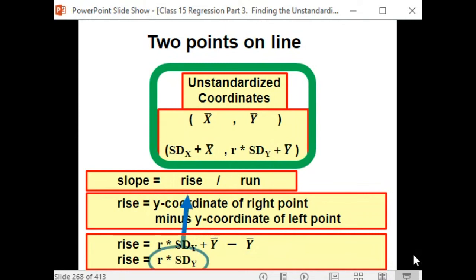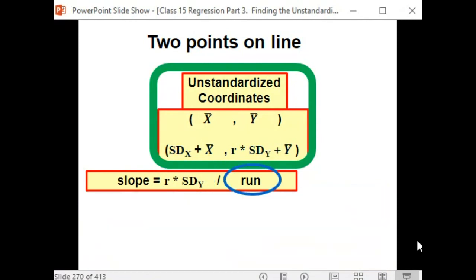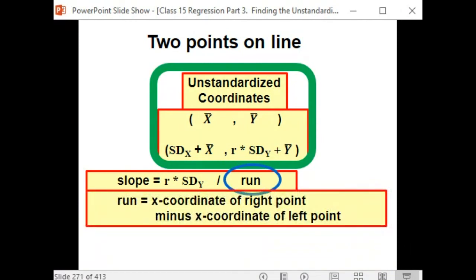So now we know the rise, and we'll write it in. The rise equals r times the standard deviation of y. Now next, we'll calculate the run. The run is equal to the x-coordinate of the right-hand point minus the x-coordinate of the left-hand point. So here's the x-coordinate of the right point, the standard deviation of x plus the mean of x. And here's the x-coordinate of the left-hand point, the mean of x.